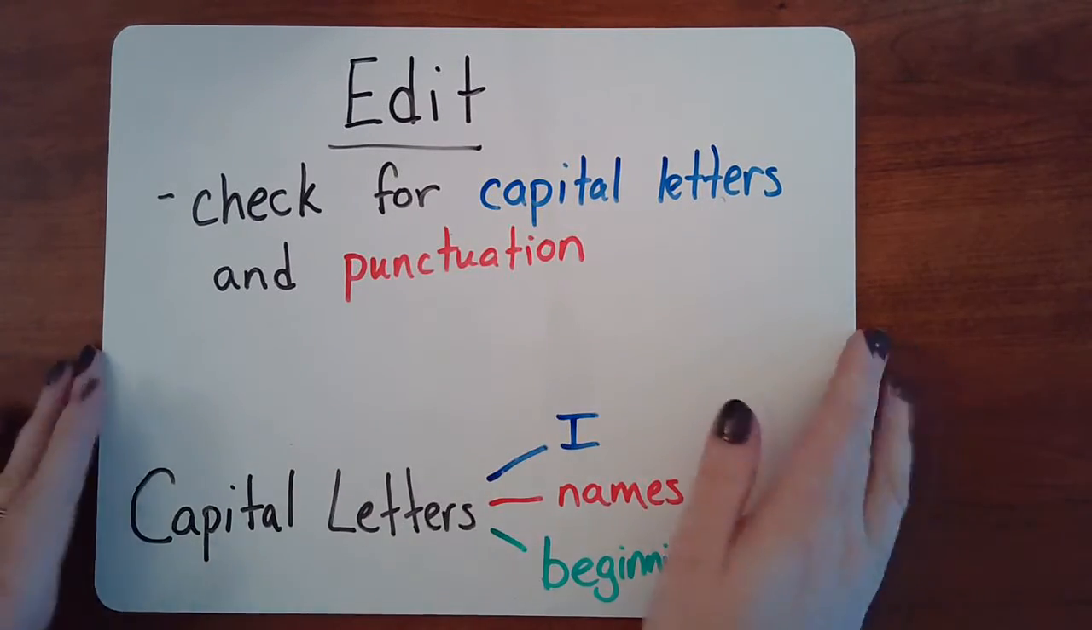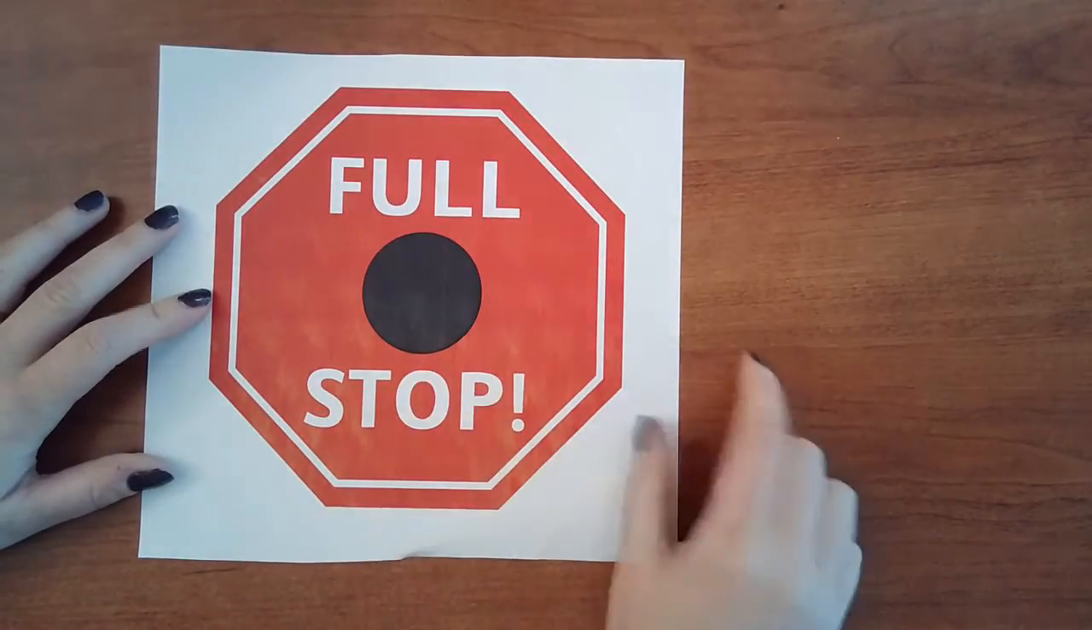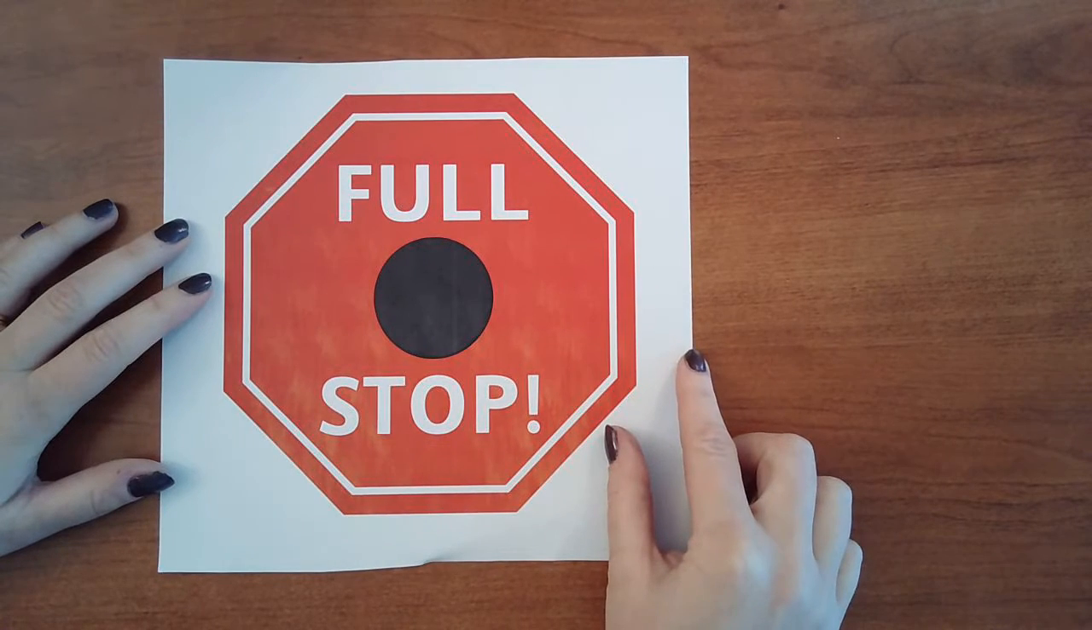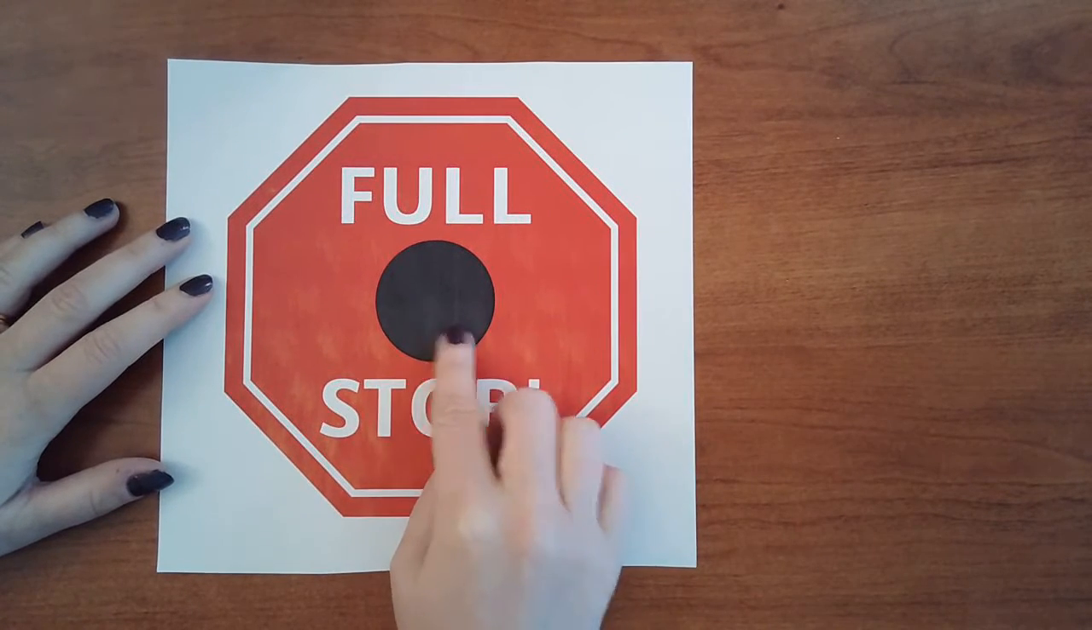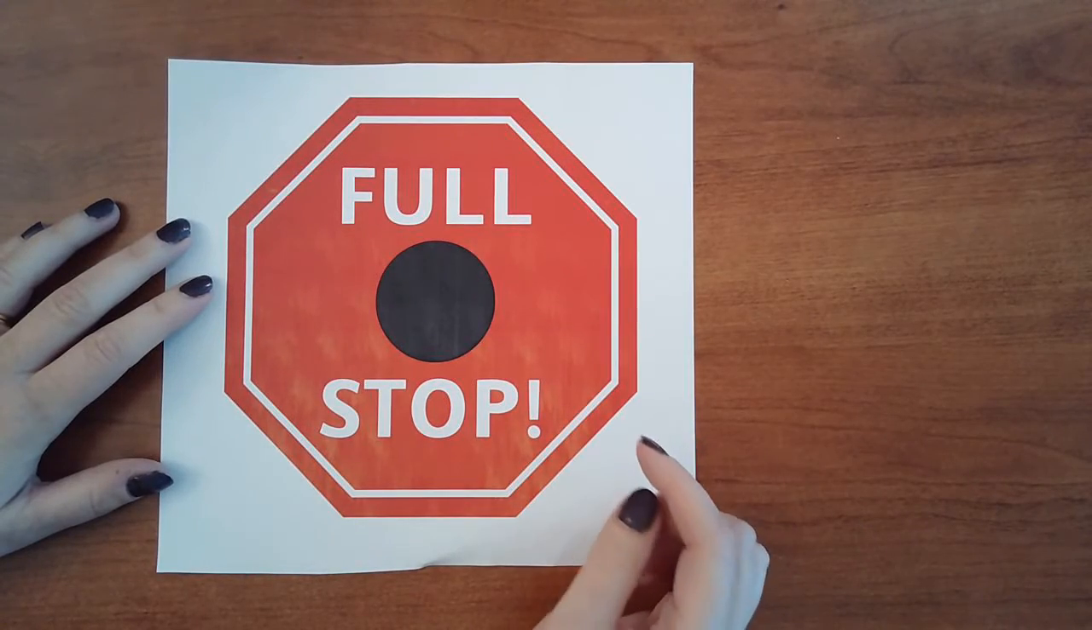Now let's talk about punctuation for a second. Well, punctuation is kind of like traffic signs that writers use to tell readers how to read things. Here's one. We have a period. This is one of our end punctuations. We can put a period at the end of a sentence to tell the reader, stop, come to a stop, don't keep reading.